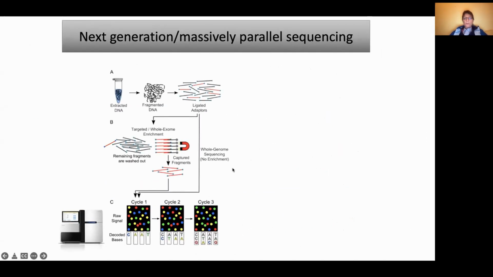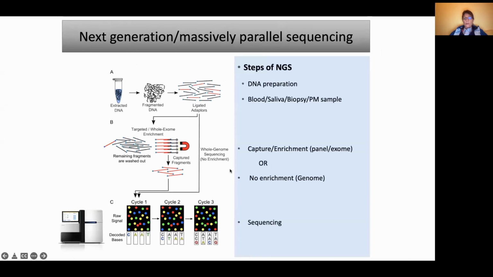So the first steps of next generation sequencing are actually very similar to Sanger sequencing. You need to prepare your DNA, usually from a blood sample, but it could be saliva, a biopsy, or a postmortem sample. And then in the case of next generation sequencing, the DNA is fragmented, and you need to go down two pathways. One is that you're going to enrich for the genes of interest, and that's sometimes called capture as well. You can do this for both panels of genes or exome sequencing, as I'll show you in a minute, or there's no enrichment phase at all. You just, for practical purposes, put the entire genome into the machine.